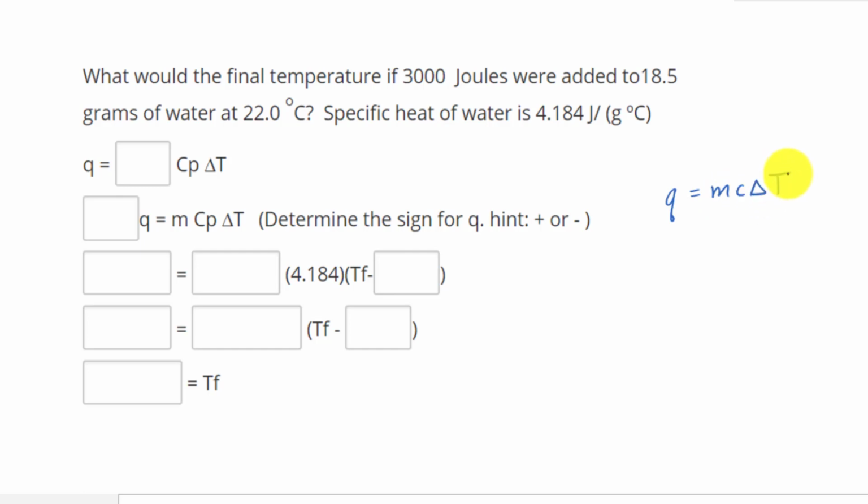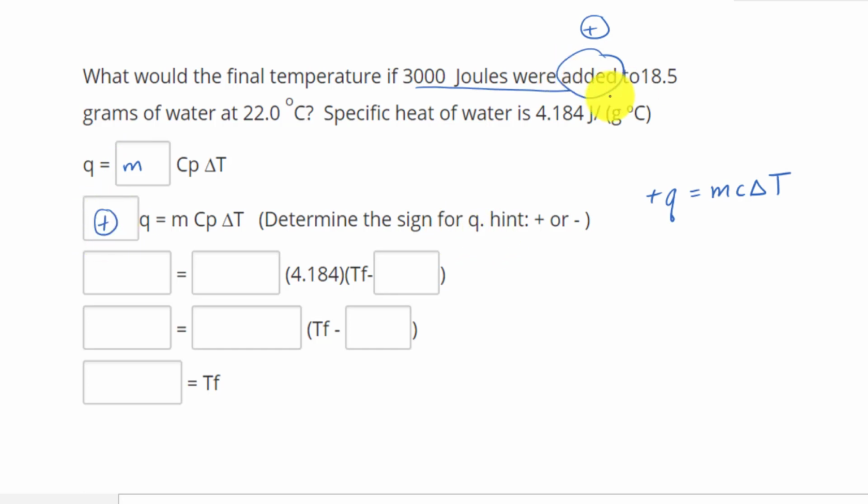We don't know if Q is positive or negative. Let's read back. Well, first of all, think about it. It's asking for the final temperature, right? And we know that 3000 joules were added. Well, think of the word added. What does that tell you? It is positive. There you go. So Q must be positive. So in this case, Q equal to M is missing right here. And determine the sign for Q, of course, is positive.